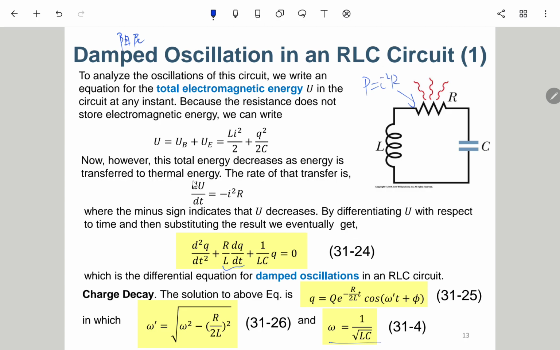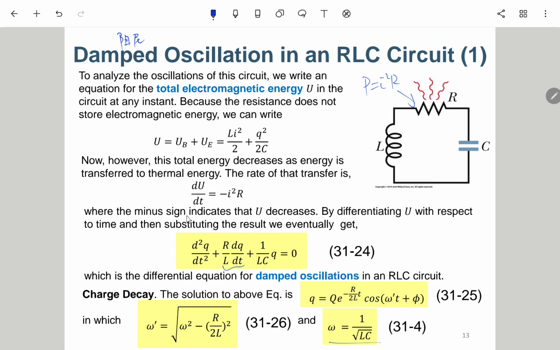U is the total energy, and taking dU/dt gives the change of the total energy. So the change of energy is negative of this thing. This is the power generated or consumed by the resistor, so we should have a negative sign to represent the power loss. The total energy decreases as energy is transferred to thermal energy due to the resistor. The rate of the transfer is dU/dt equals negative I square R. So we have this power dissipation.